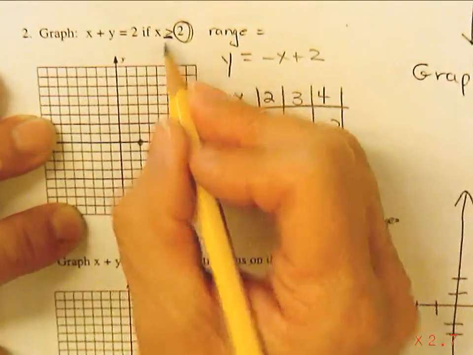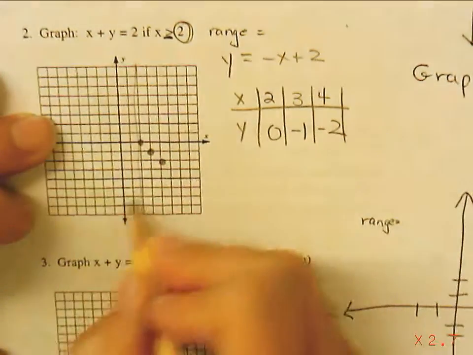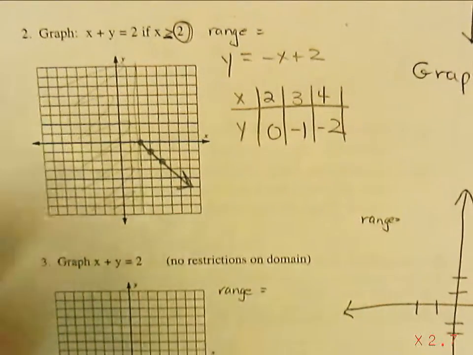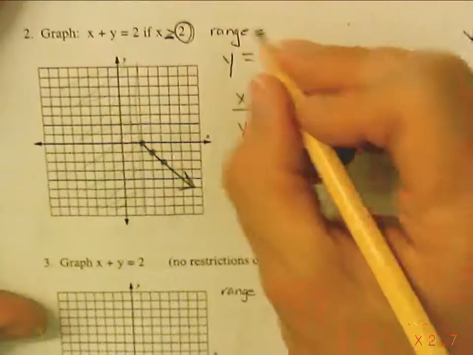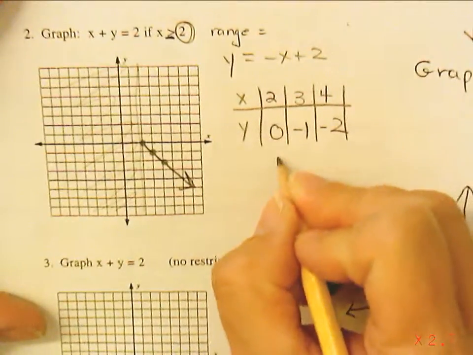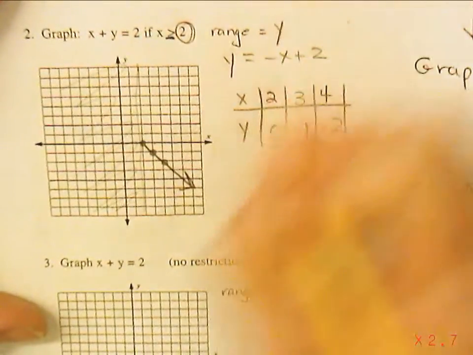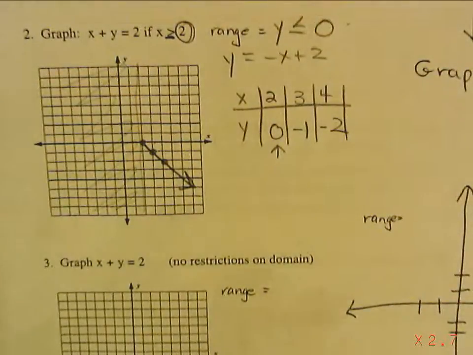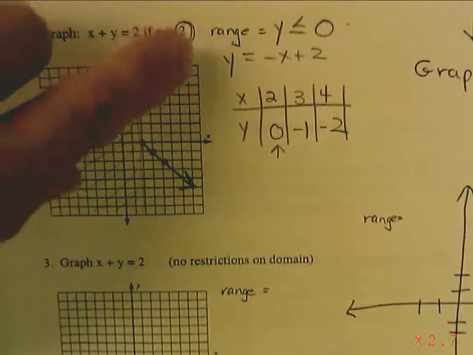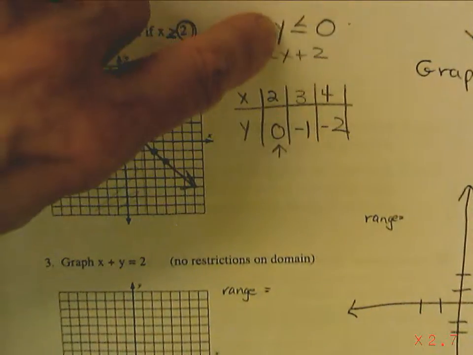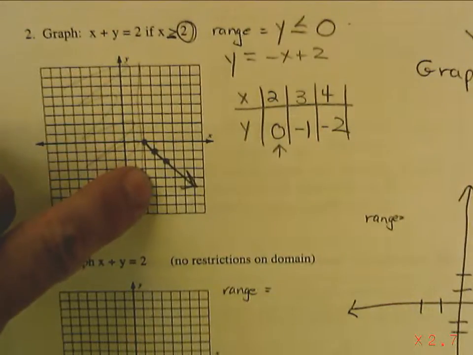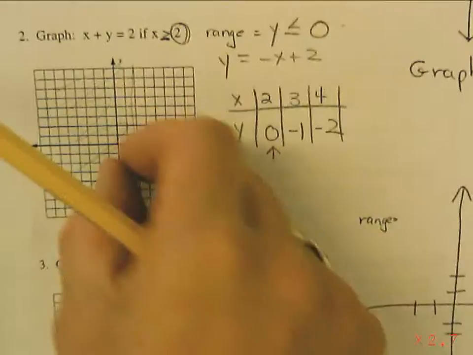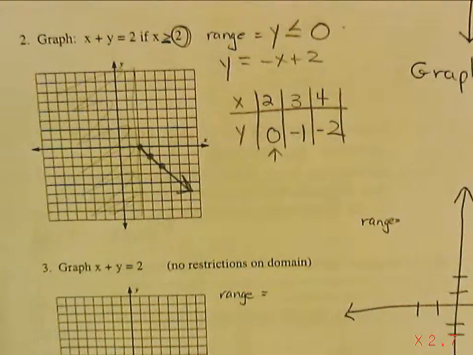I know that x has to be greater than or equal to 2, so this whole area cannot contain anything. And this is going to be a ray facing that way. So my range has to start with 0. That has to be an endpoint. y is less than or equal to 0. So notice that my domain was an inequality, my range is an inequality. When it's an inequality, it's usually a ray. This is a continuous graph, because if I picked up one point, they would all come with it.